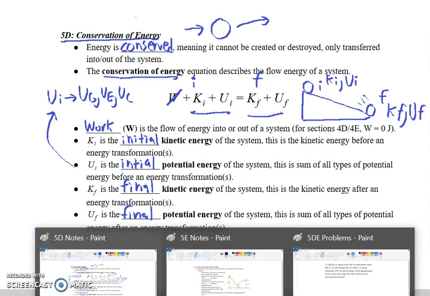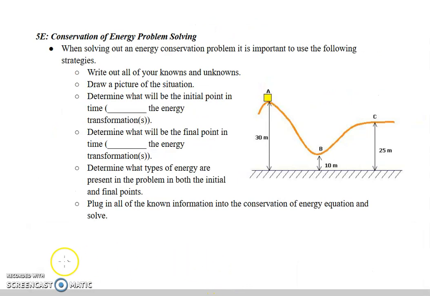So now we're going to look at some steps to take when you're solving problems with this. With 5E, we're going to get into, again, a little bit more how to solve problems with what we just talked about. When you're solving a conservation of energy problem, it's important to use the following strategies. The first one, your knowns and unknowns, that's pretty common, just writing out what do you know? Do you know your mass or acceleration or initial velocity? What do you know? And then what are you looking for?